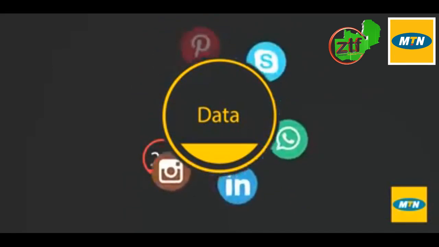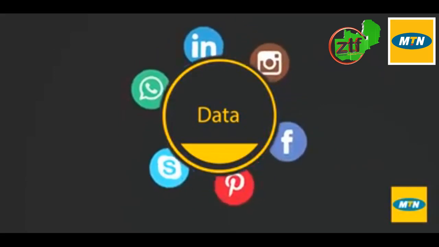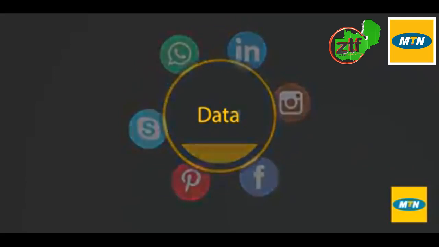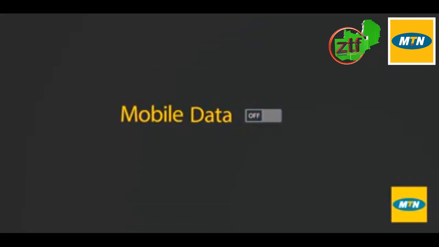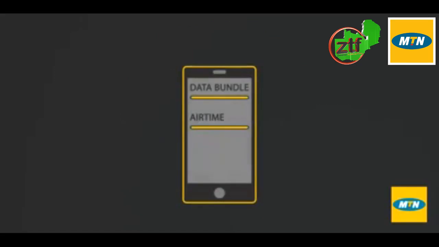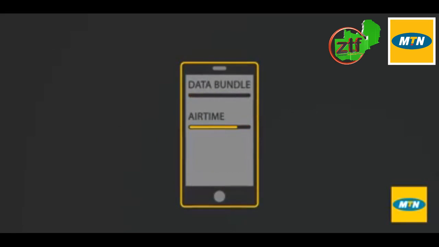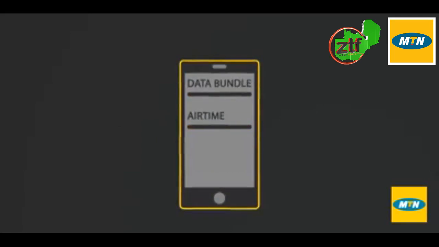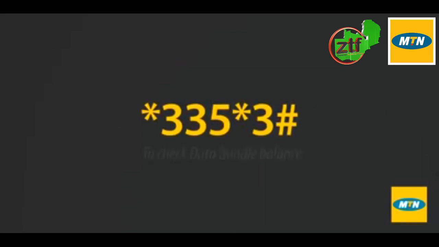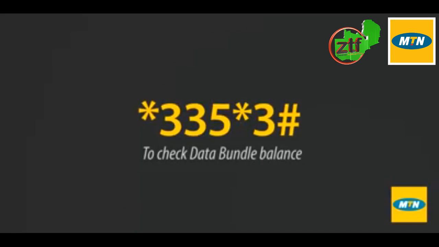No need to worry. Data can be managed to work for you by minimizing the number of apps that automatically update themselves and turning off your data when not in use. Make sure you use data bundles to browse the internet. When your bundle is depleted, you will be billed from your airtime. Perform regular data balance inquiries by dialing *335*3#.